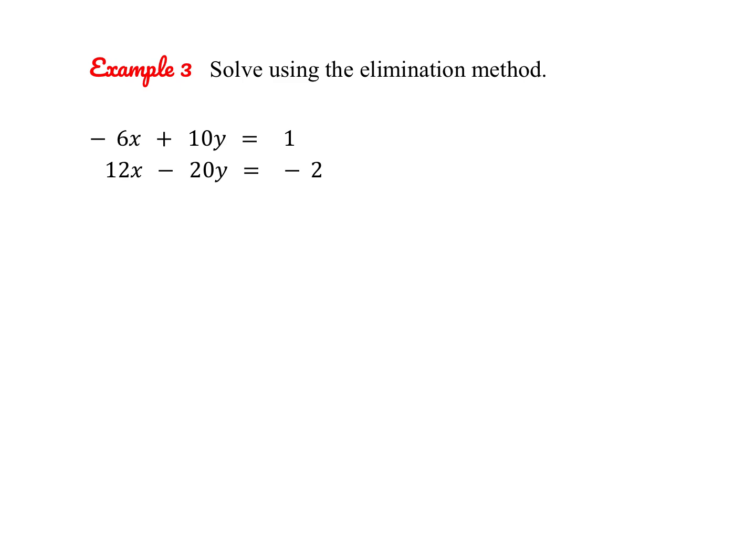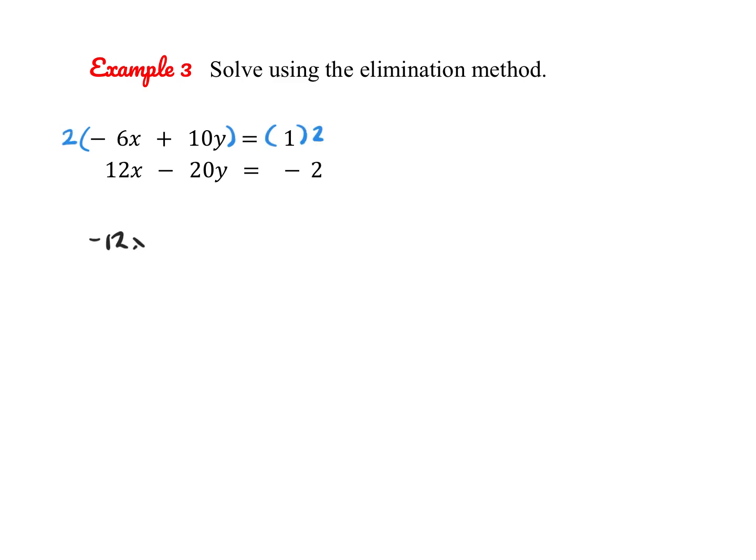All right, let's try another one together. So here we could either choose to eliminate the x's or y's. Again, it's about the same amount of work. So if we want to eliminate, let's say, the x's, I have negative 6x and 12x. So I know that 12 is actually the least common multiple. So all I would need to do is actually multiply my top equation by 2.